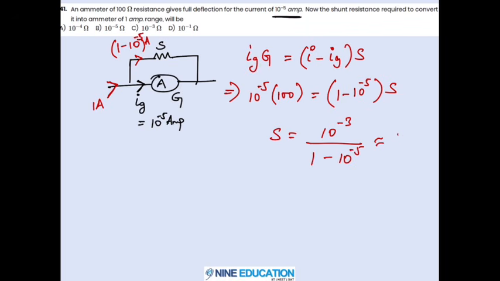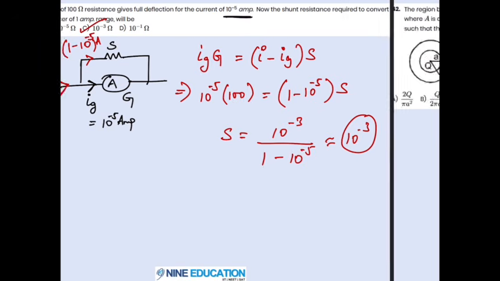which is close to 10 to the power minus 3 only, because in comparison to 1, 10 to the power minus 5 is very small. So this difference will be almost equal to 1. Therefore answer is 10 to the power minus 3. Option C. Moving on to the next question.